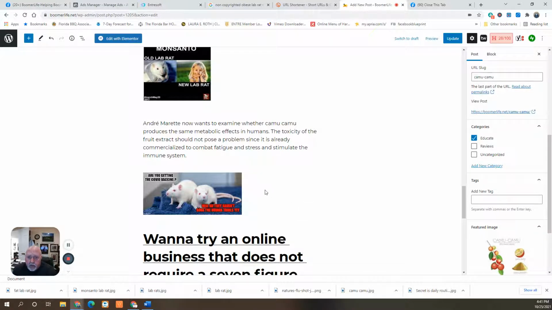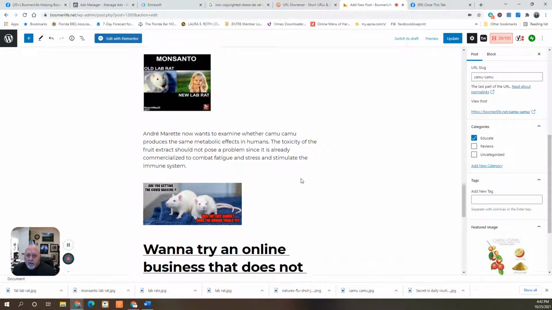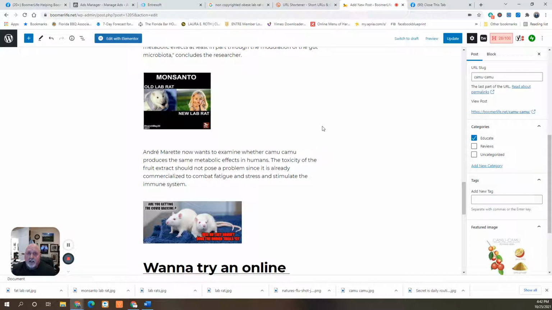Now they're going to try to examine whether Camu Camu produces the same metabolic effects in humans. The toxicity of the fruit extract should not pose a problem since it is already commercialized to combat fatigue and stress and stimulate the immune system. So it's already on the market. Whether or not it helps reduce obesity remains to be seen, but it's not expensive. So what the heck? It's high in vitamin C. Give it a shot. Maybe it'll help you.